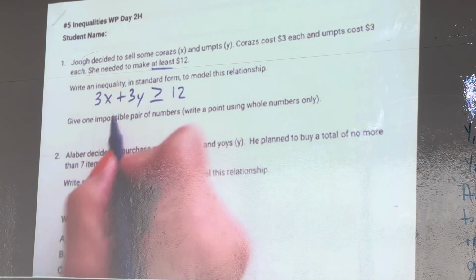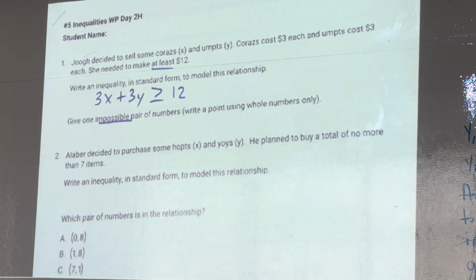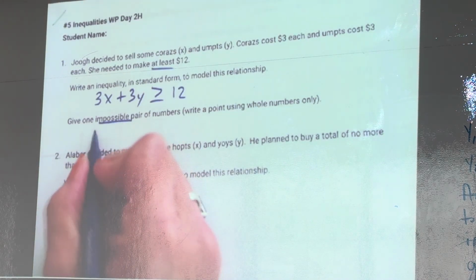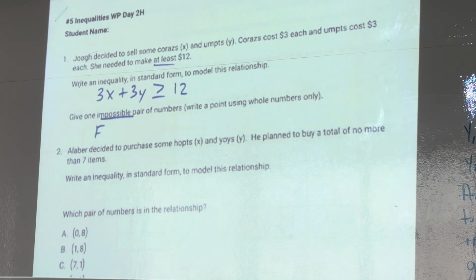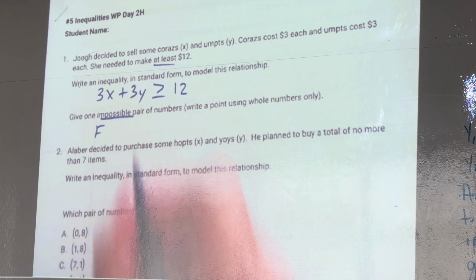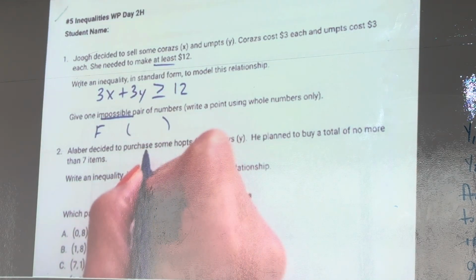So impossible pair. What does impossible mean? It's not true, it's false. And of course, the first thing I did when I was practicing these problems, because there's some graphing, I got it wrong because I didn't read that part. So if it's impossible, we're looking for false. So then it doesn't need to be greater, it needs to be what? Less than.